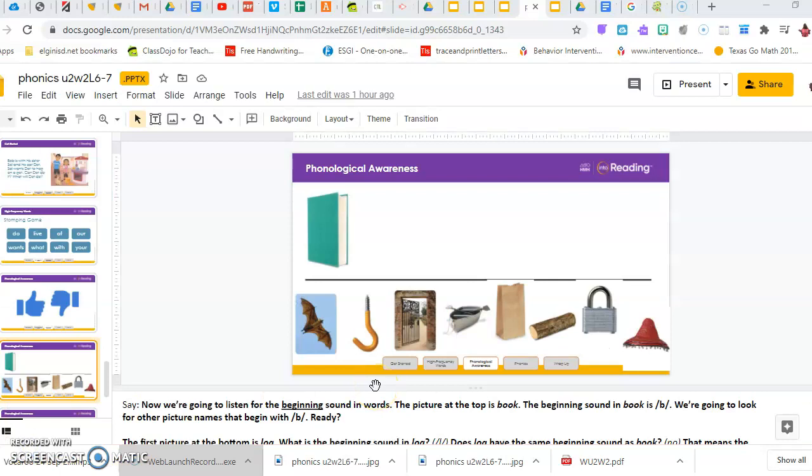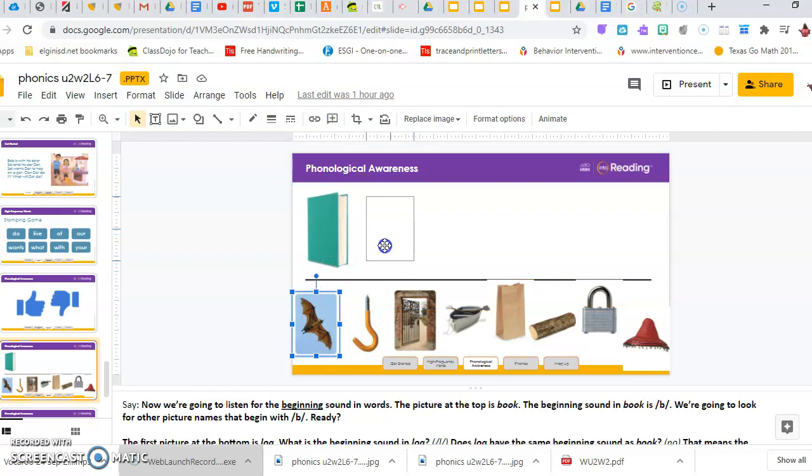Now we're going to listen for the beginning sound in words. The picture at the top is a book. The beginning sound in book is B. We're going to look for another picture that begins with B. Ready? The first picture at the bottom is a bat. Does bat begin with the same sound as book? Yes, it does. They both begin with the B sound. The next picture is a hook. Does hook begin with the same sound as book? No, it does not.